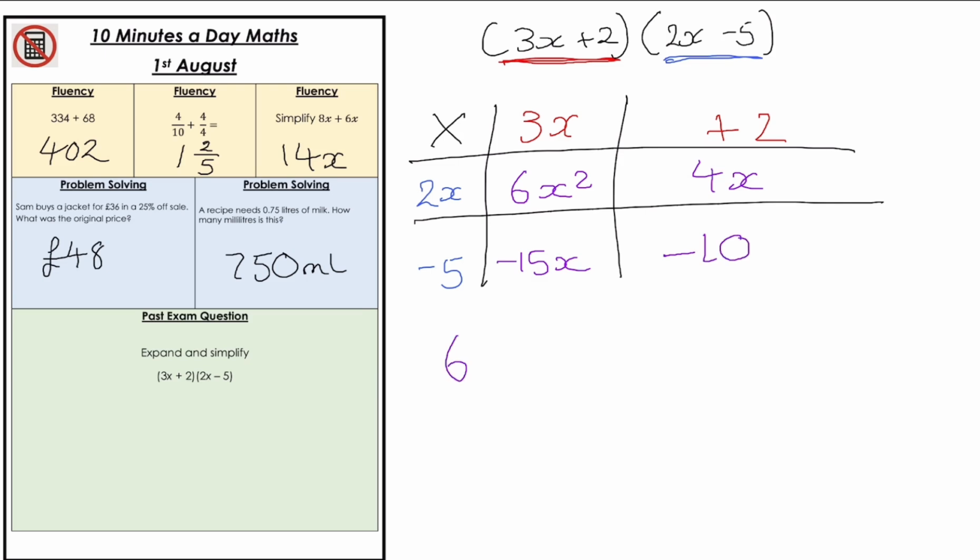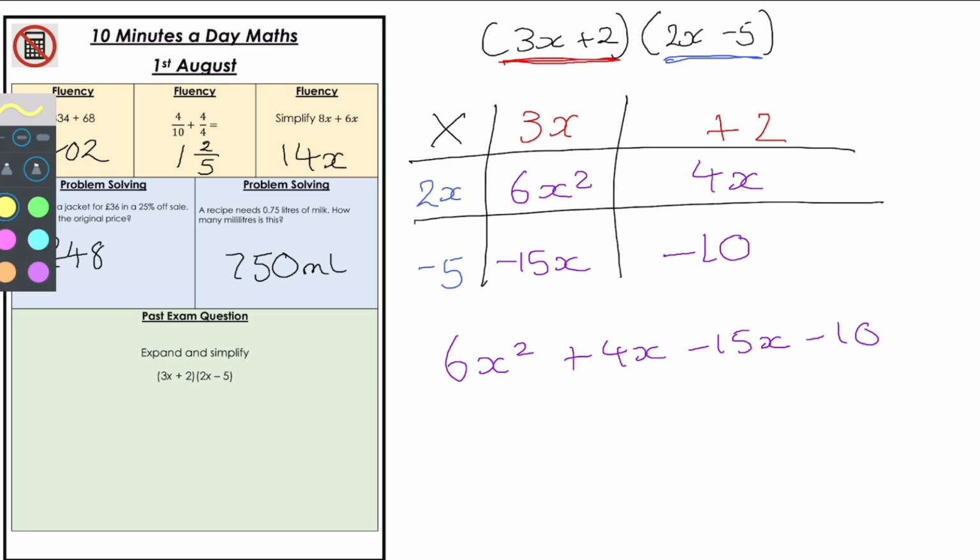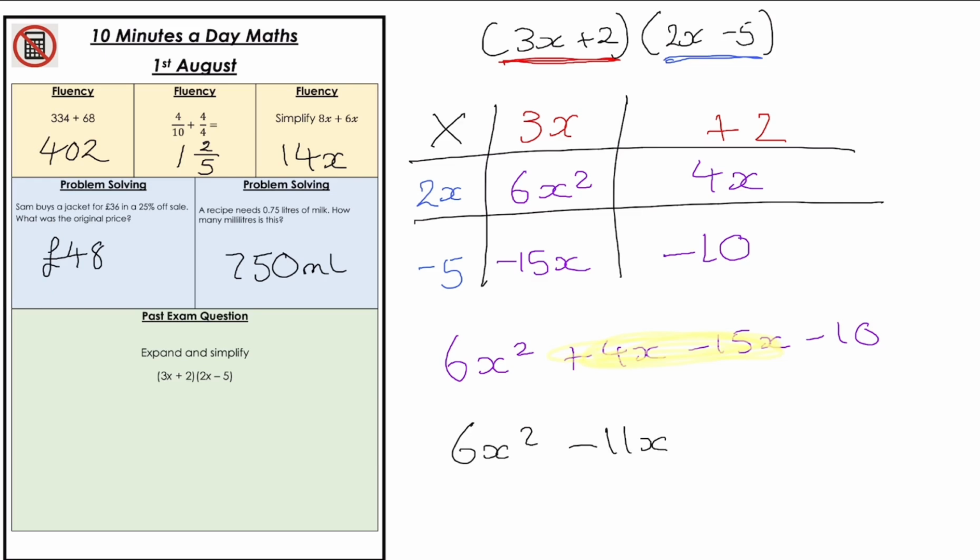We're then going to write it out, so that's 6x squared plus 4x minus 15x minus 10. Now, the last step is we've got to collect the like terms. So that's this middle part here, plus 4x minus 15x. So we end up with 6x squared, which stays the same, 4x minus 15x is minus 11x, minus 10. So my final answer is 6x squared minus 11x minus 10. Now that's one method for you.